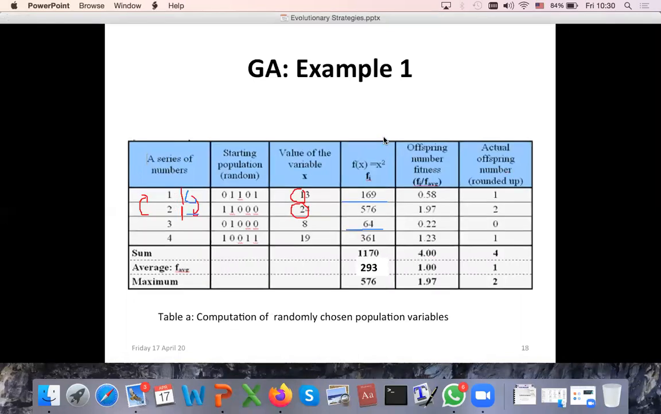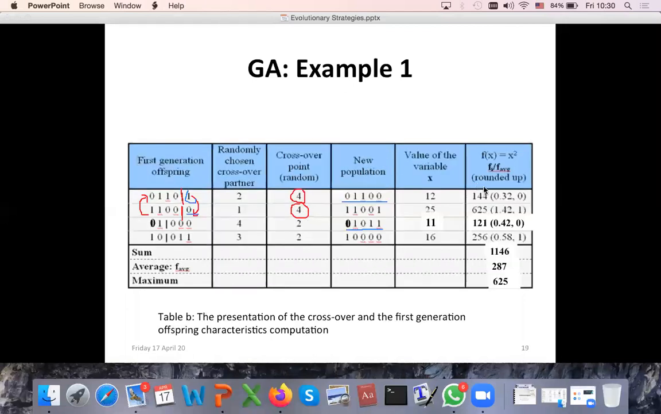For example, on the very first slide of this example, we performed these operations. We calculated the fitness function and we rounded these values up. So you have to perform those operations again, and all those operations are mentioned in this one column. So 12 multiplied by 12, I have 144. I have to sum up these values, and I am getting 1146, and dividing it by 4, I am getting an average of 287, and the maximum value is maybe 625 here.